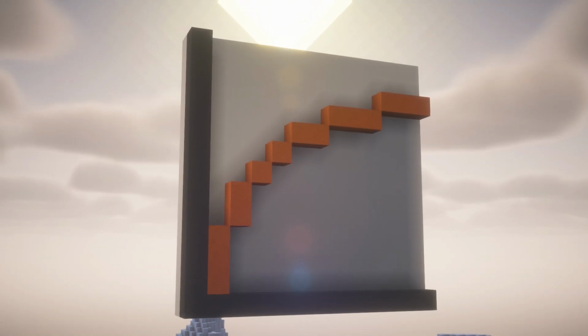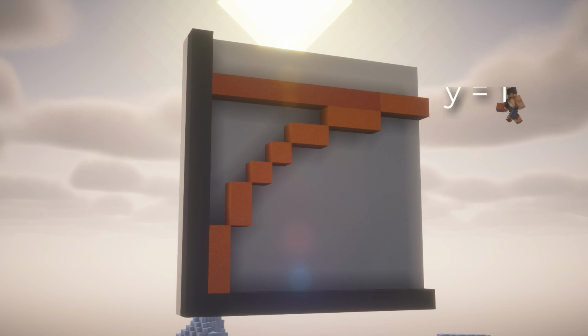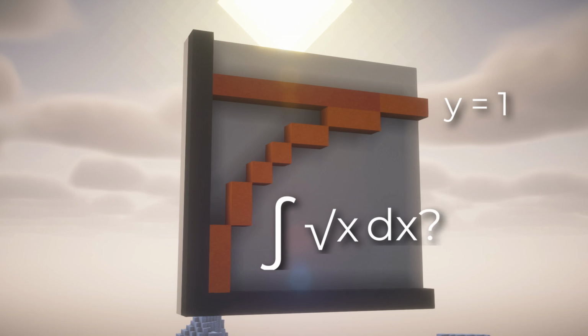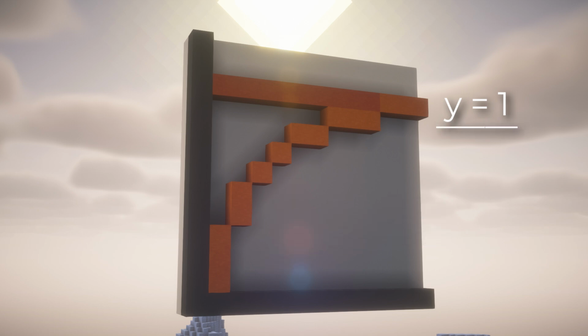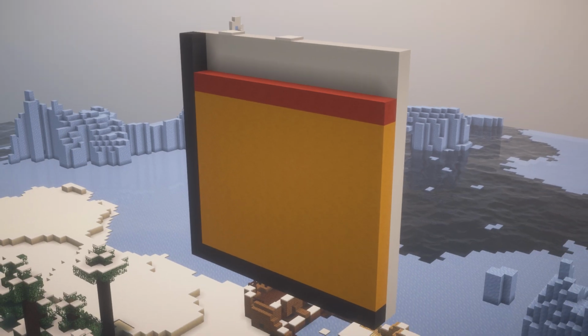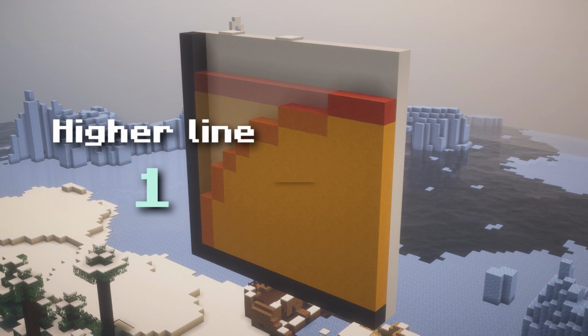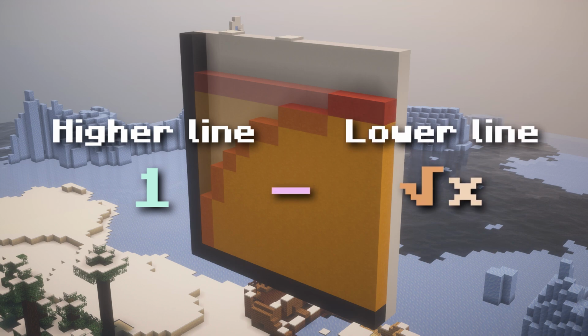Let's try another one. We bring back the square root of x graph again, and this time we're finding the area underneath this line y equals 1. Now this one actually trips people up because it looks like you just find the integral of this line, but not really. Now what we want to remember is that the line up here actually also has an equation, that being y equals 1. So the area of this line minus the area underneath the square root graph equals this area. So we just subtract the higher line, that being y equals 1, by the lower line, that being the square root of x. So then we get the integral of 1 minus the square root of x.